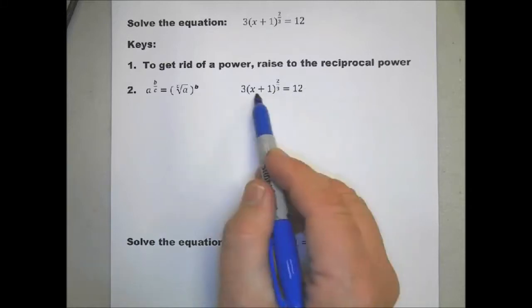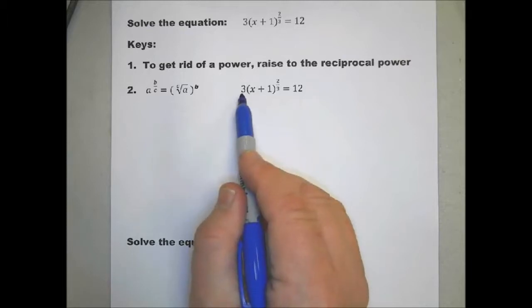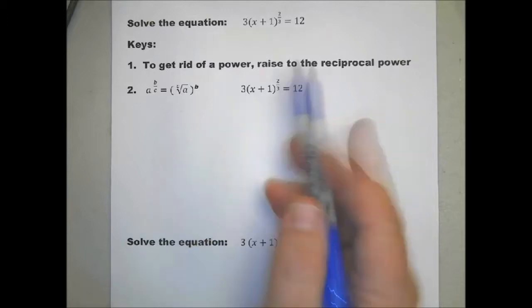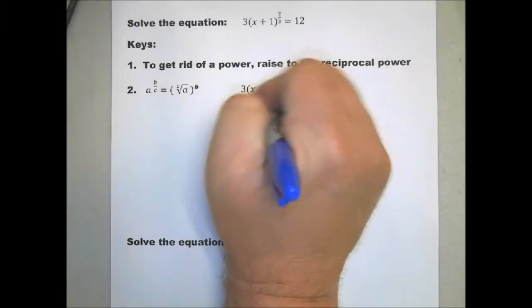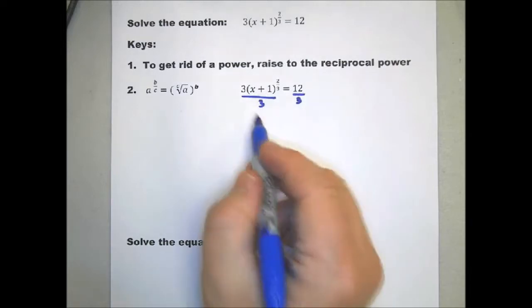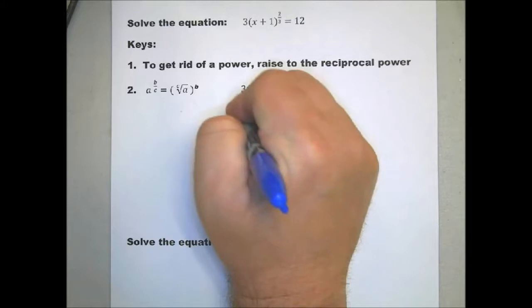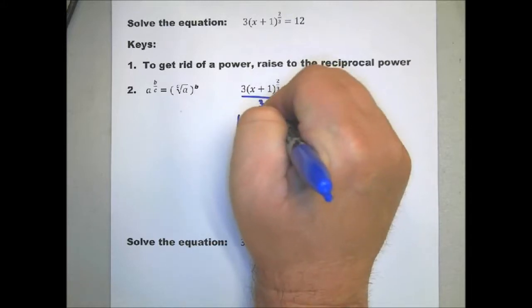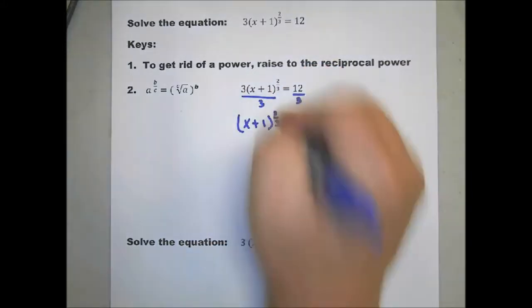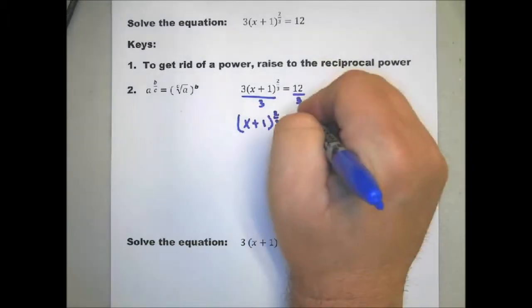Well, first thing we're going to do is we're going to get rid of that 3. Now that 3 is acting as a multiplier because it's a leading coefficient. So all I have to do is divide everything by 3. And the 3's are going to cancel over there, and I'm left with x plus 1 to the 2/3 power equals 4.